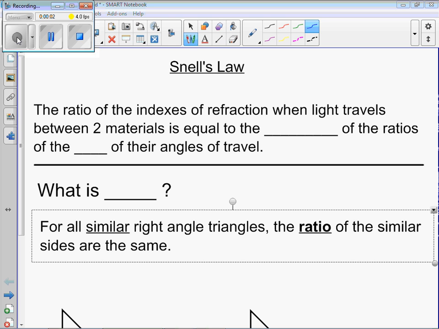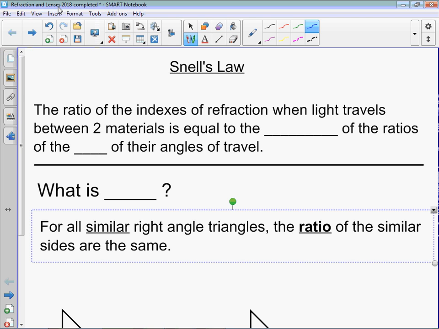So in the last lesson, we saw that when light changes material, it bends. And we looked at whether it bent towards the normal or away from the normal. It bends towards the normal when the light ray is slowing down, and it bends away from the normal when the light ray is speeding up.